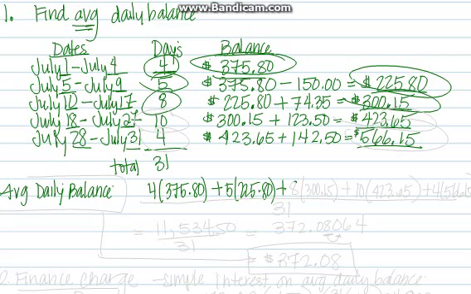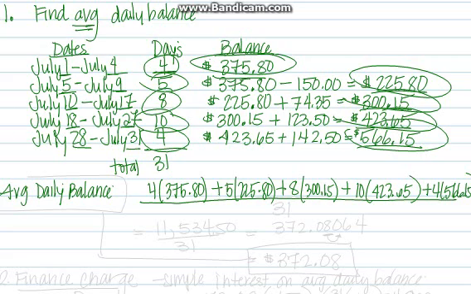We know for 8 days we were at $300.15. For 10 days we were at $423.65. And for 4 days we were at this final balance of $566.15. So that would get us our balance for every single one of these days. And to calculate the average, we divide by the total number of days, which is 31. If we plug this into our calculator, we'll get 11,534.50 divided by 31, which gets us 372.08064. But we want to round to the nearest penny.